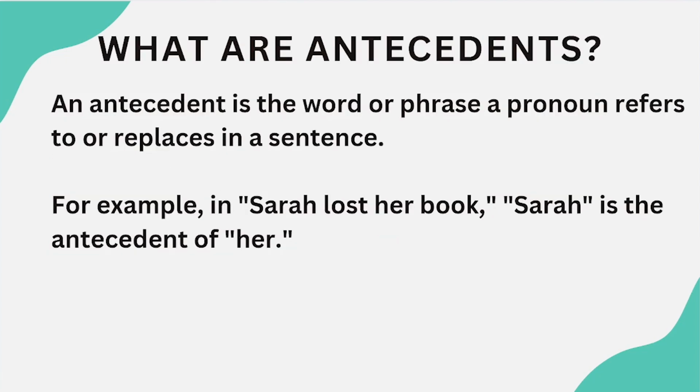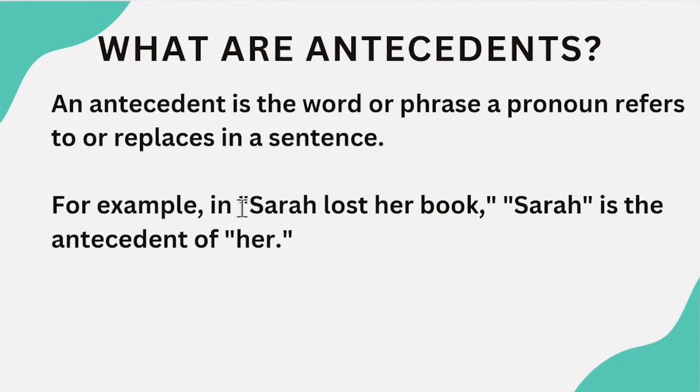So first, what are antecedents? A lot of people just don't know what these are, and once you understand it and you get rid of this complex word, these are some of the easiest questions on the SAT. So, an antecedent is the word or phrase a pronoun refers to or replaces in a sentence.